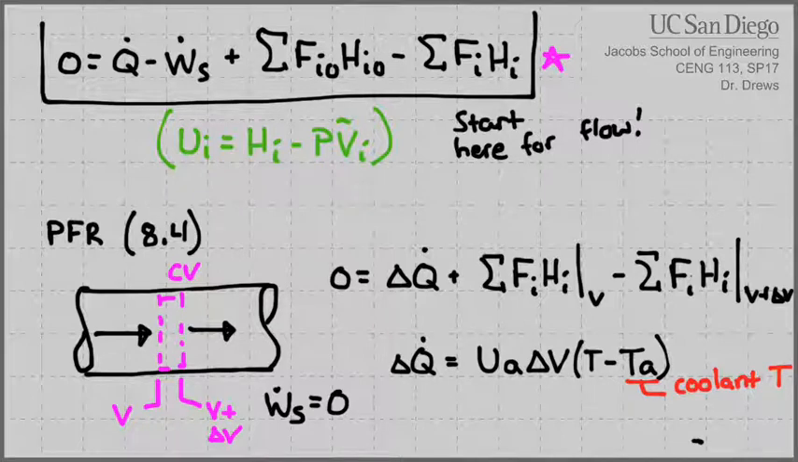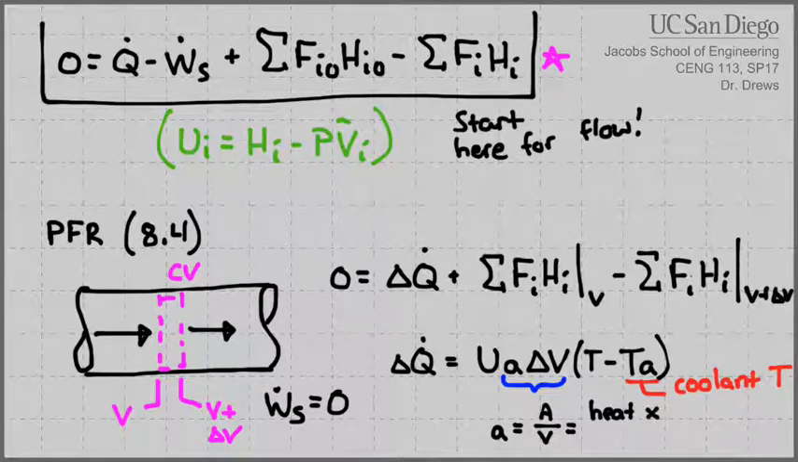This element is the one that's a little bit different, U a delta V. The little a here is equal to a big A over a big V, which is the heat transfer area per volume of reactor.